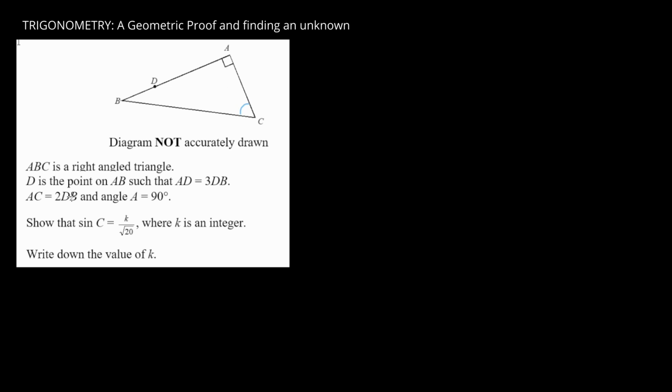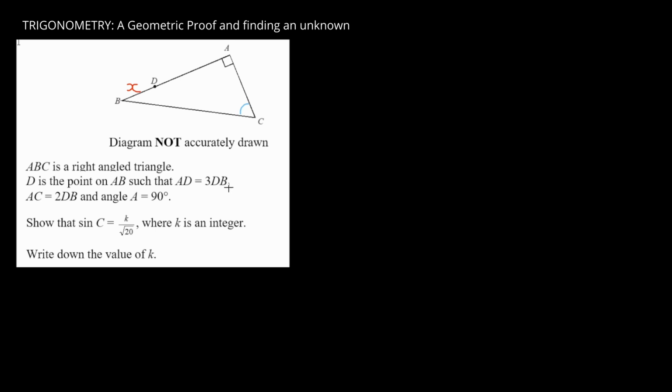All we know are the two facts that D is a point on AB, which is this guy here, such that AD, this bit, is 3 times this bit. And we're also told AC is 2 times this bit. All the measurements in the triangle lead back to DB. So let's call that distance x. We don't know it, so give it a letter.